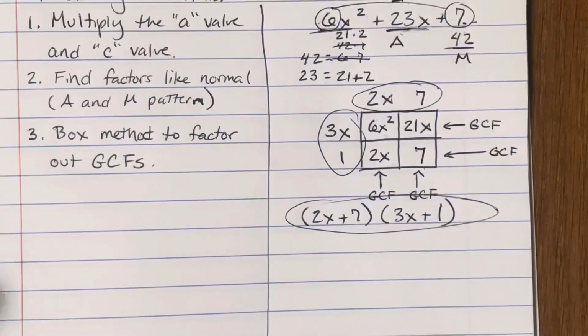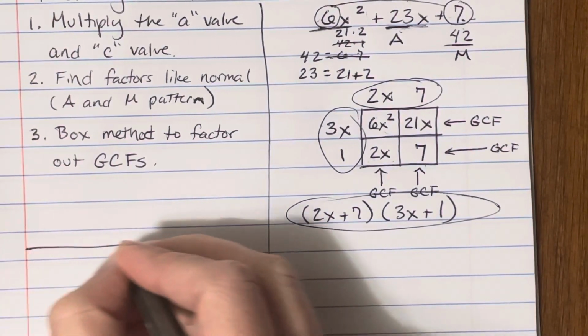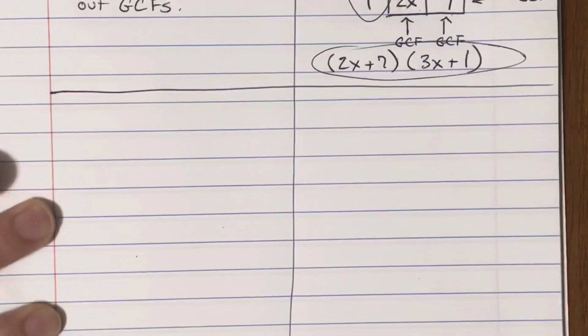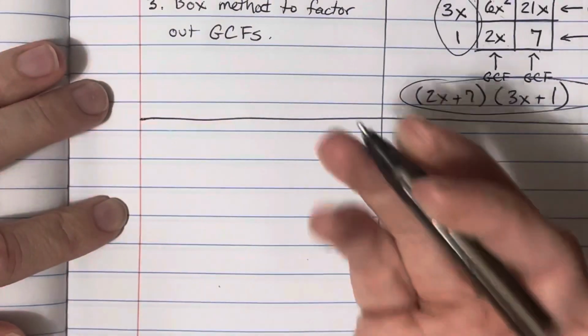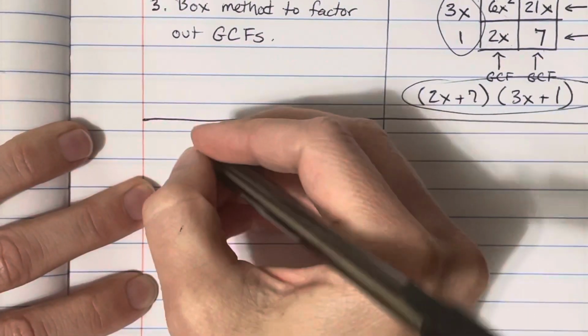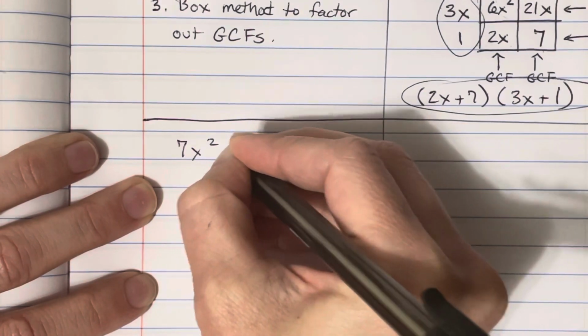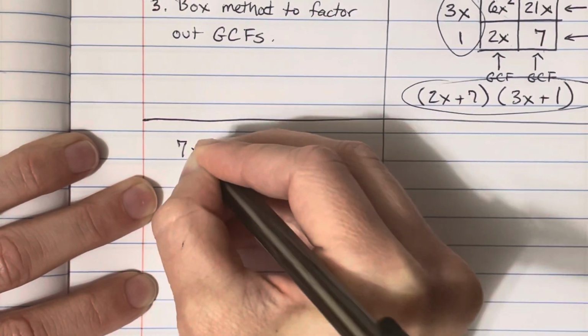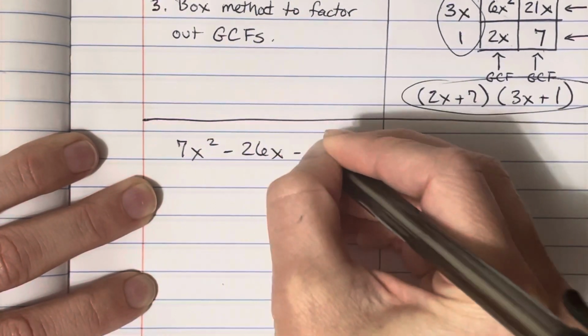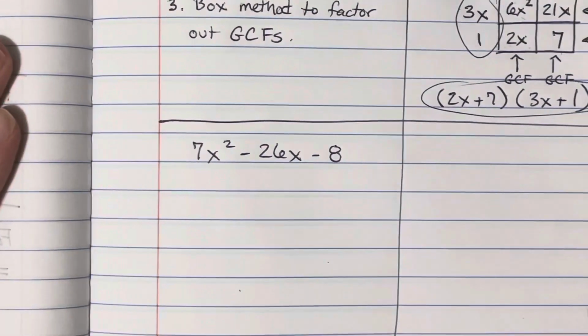All right, so let's just jump right into another one. Go ahead and split those examples off. Remember, we need room for at least 4 more, so try to save yourself some room down here. All right, let's do another example together. So let's do 7x squared minus 26x minus 8.